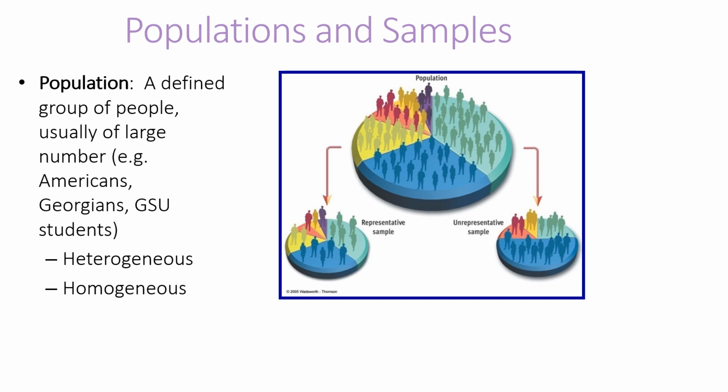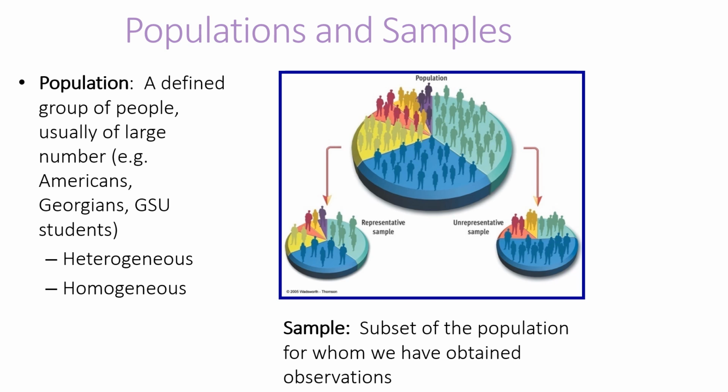Whereas if we look at something broader like all Georgians or let's say all GSU students, we're going to get a lot more variability. It's not going to look exactly like the makeup of our class does. It's not good or bad either way. The important thing to be able to do with the population, however, is to recognize whether it is heterogeneous or homogeneous.